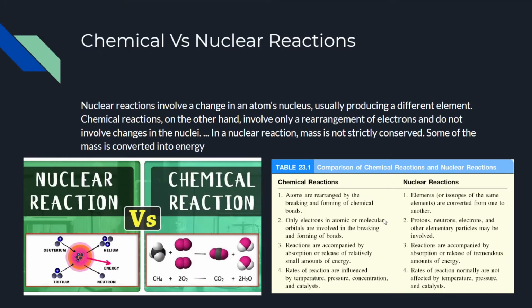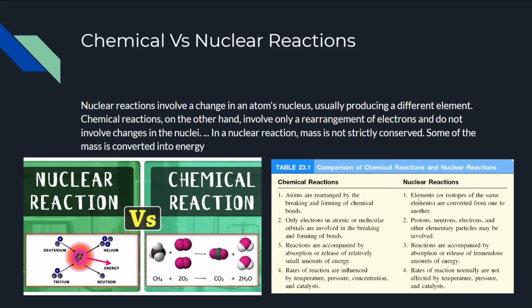And so now we have chemical versus nuclear reactions. Nuclear reactions involve a change in an atom's nucleus, and usually produce a different element. Chemical reactions, on the other hand, involve a rearrangement of electrons and do not involve a change in nuclei. And in a nuclear reaction, the mass is not strictly conserved, and some of the mass could be converted into energy.